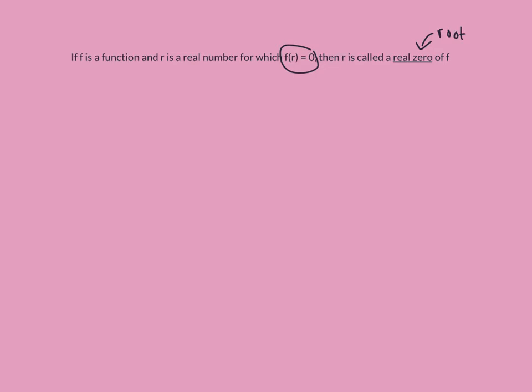And I'm actually going to write down a few others. So if we say something is a 0 or a root, that means that that value is also going to be an x-intercept of the graph of your function. This one is really important. It also means that x minus r is a factor of our function. And then our last thing is that r is a solution to f of x equals 0. So all of these things are equivalent.